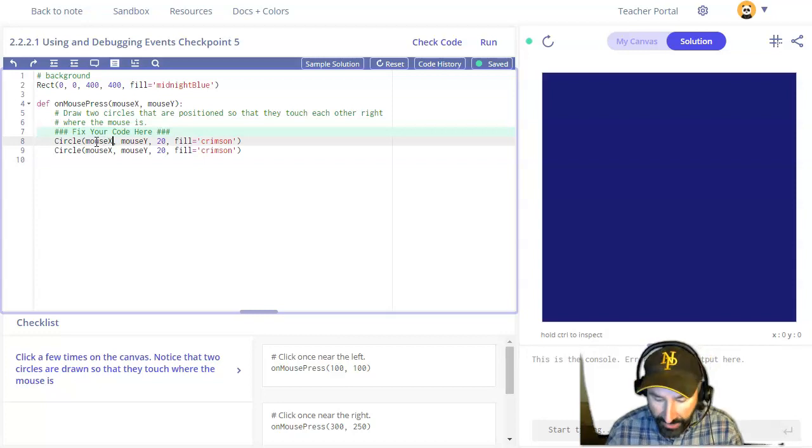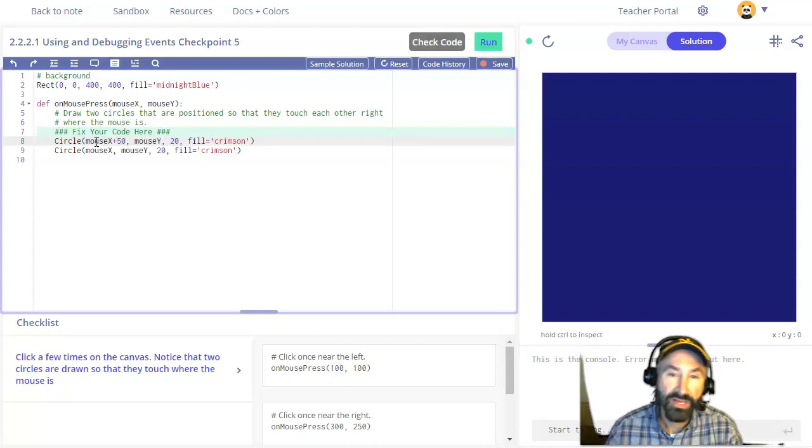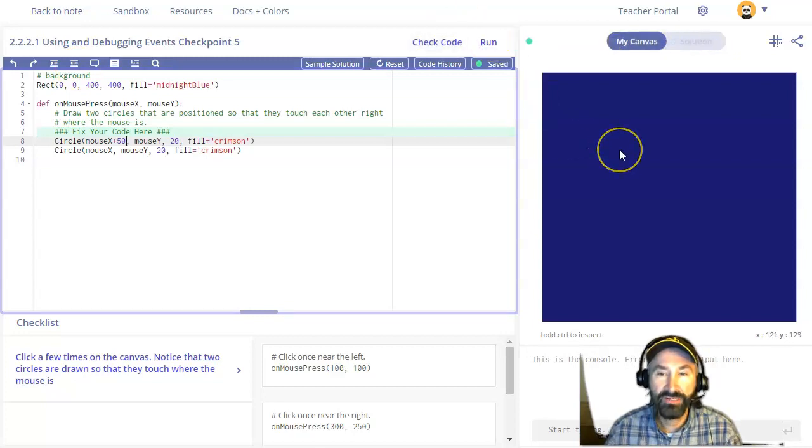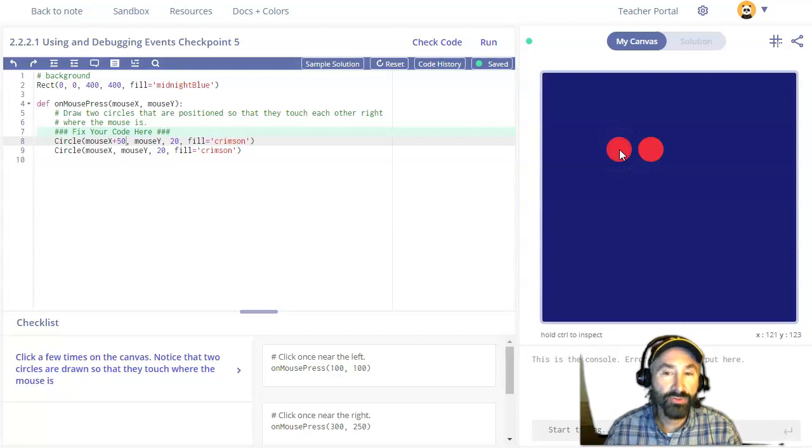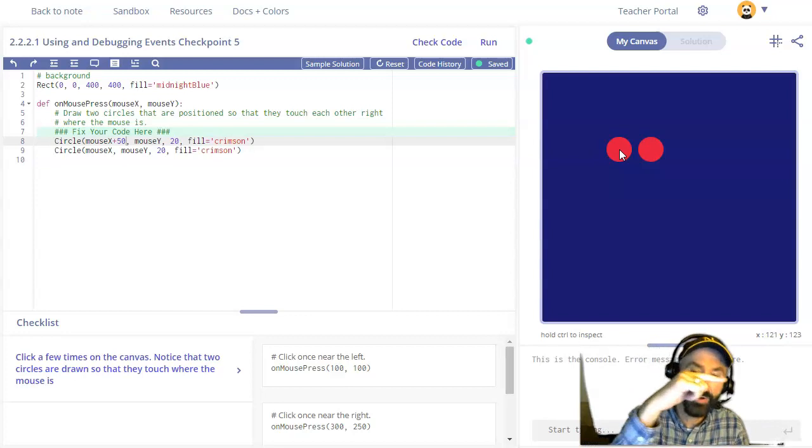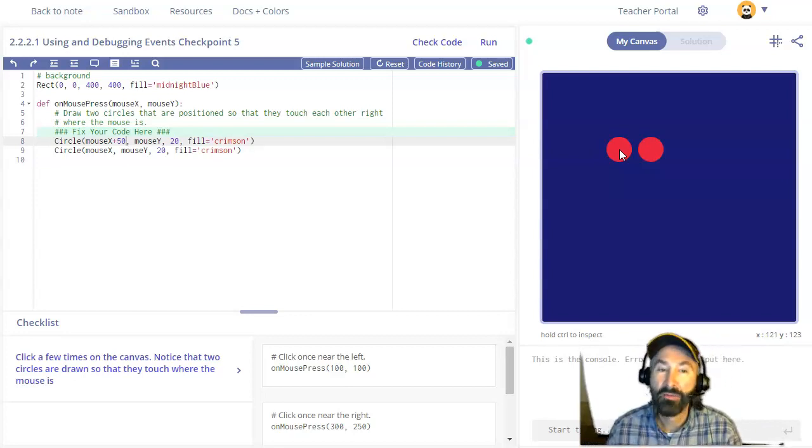So I'm going to try adding a number to mouse X, like plus 50. And then I'm going to go ahead and run my code, and then click on the canvas. When I do, you can see one circle is still being drawn with its center at the mouse click, but the other circle is being drawn to the right of the mouse click, by about 50.